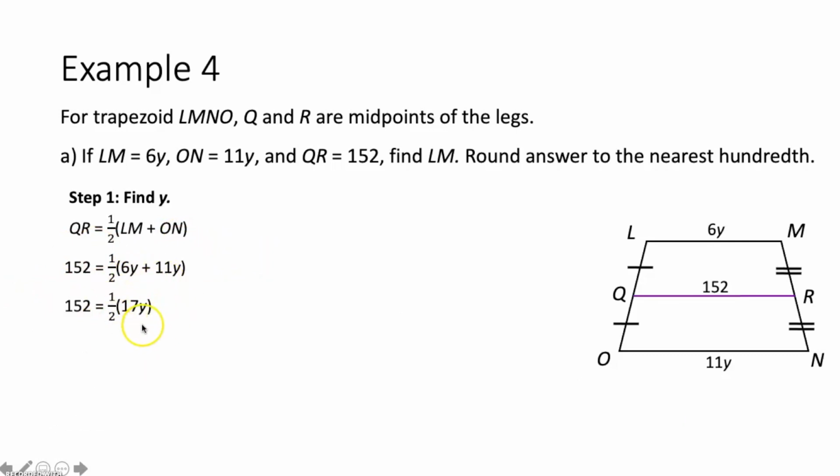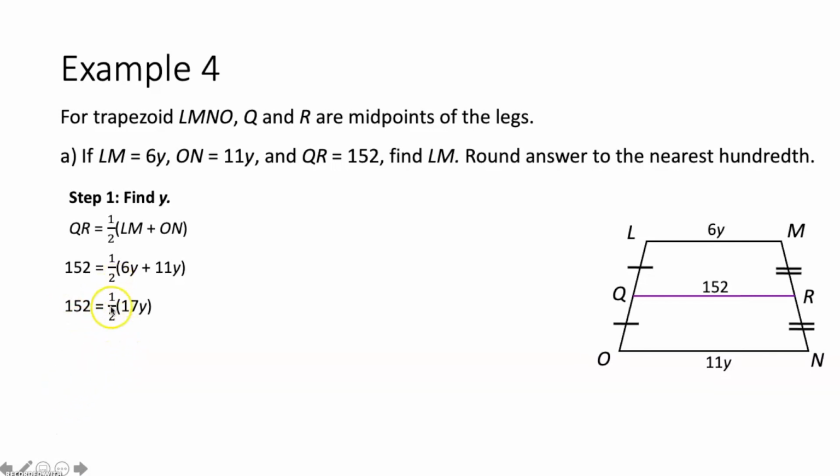There are then two ways you could solve this for y. You could either multiply this 1/2 to the 17. You get 8.5y is equal to 152. Divide both sides by 8.5. But then you can't have a decimal in a fraction, so you multiply the numerator and denominator by 10. And then you can simplify, but that's a little more complicated.